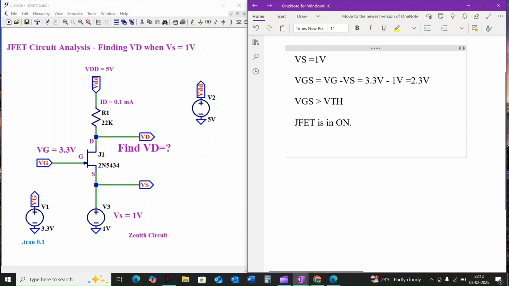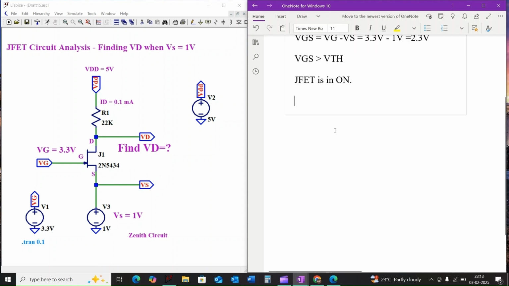When the JFET is on, the drain current ID will flow through the resistor R1. To calculate the exact ID, we need to use the JFET characteristic curves of ID versus VDS for different VGS values. These are usually found in the datasheet. However, we can make a reasonable approximation for this analysis. Let's use the formula VD is equal to VDD minus ID times R1.